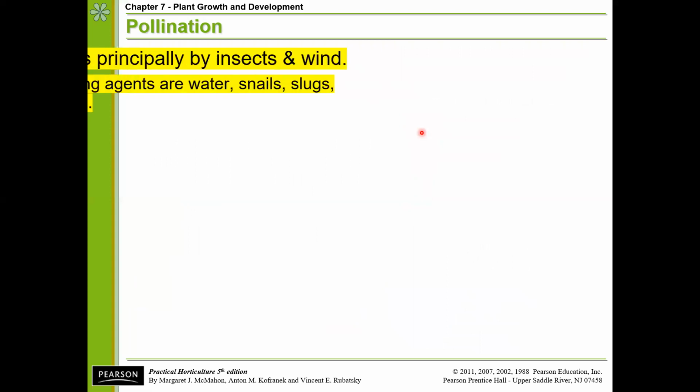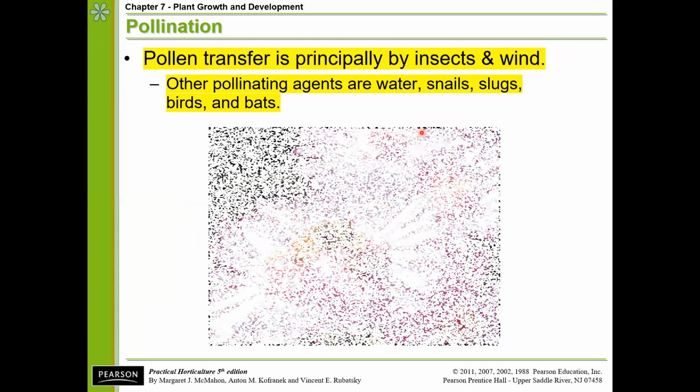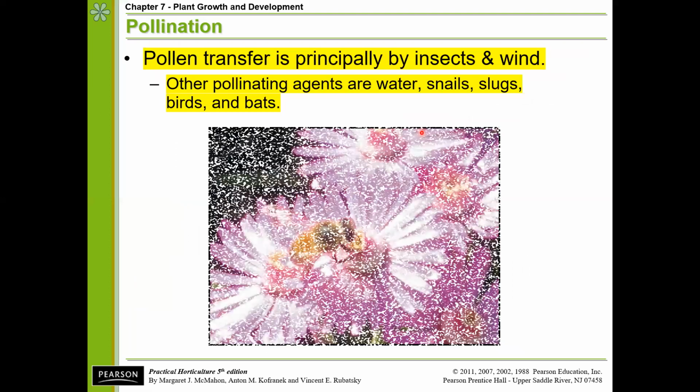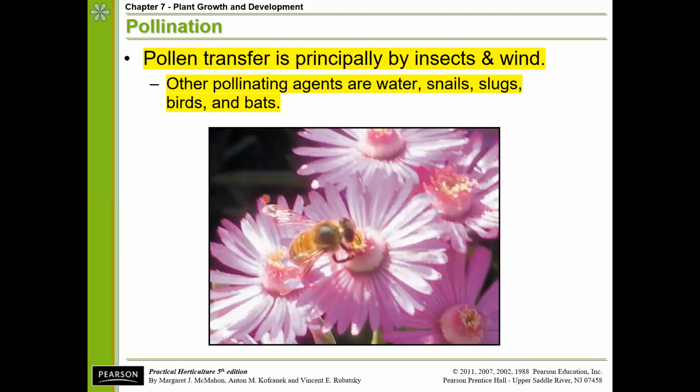There are many organisms that are transferring pollen out there. We usually think of the bees as being very important, and they are, especially for fruit crops. In places like the Central Valley of California, where they have tons of fruit and nut crops growing, they will actually bring in honey beehives in order to get that pollination to occur. But there are other pollinating agents out there.